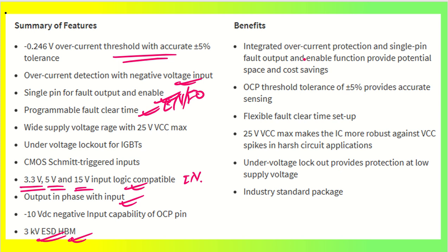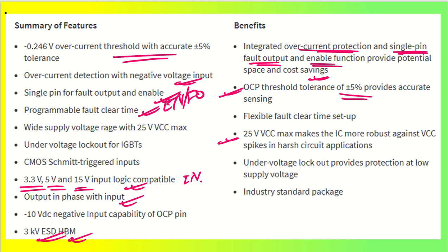If we talk about the benefits of this particular IC, as I already told you, it has integrated overcurrent protection as well as only one pin for both functions, that is, fault output and enable function. So it is going to save a lot of cost and potential space that we would incur for the fault output and enable functionalities later on. As we have already said, the overcurrent protection threshold tolerance is plus minus 5%, which is quite good accuracy for sensing the current, and it can take up to 25 volt maximum supply voltage on the VCC pin.